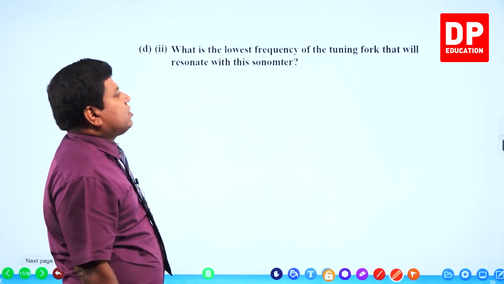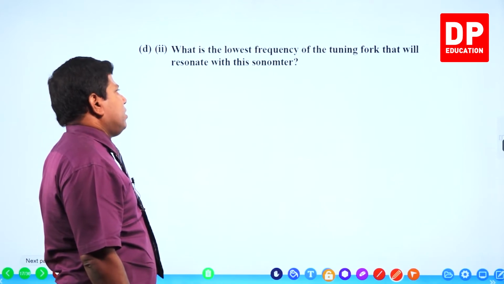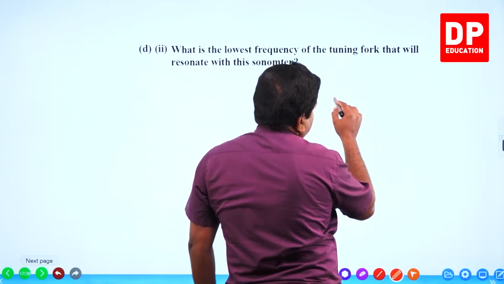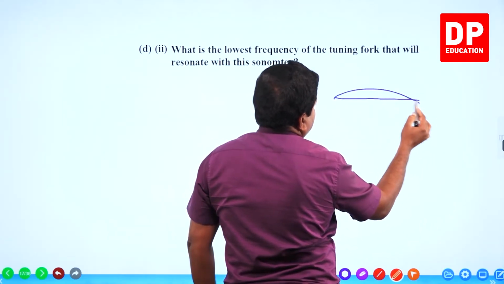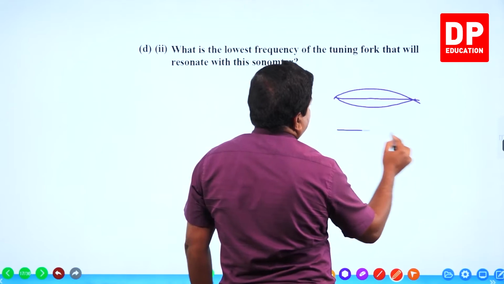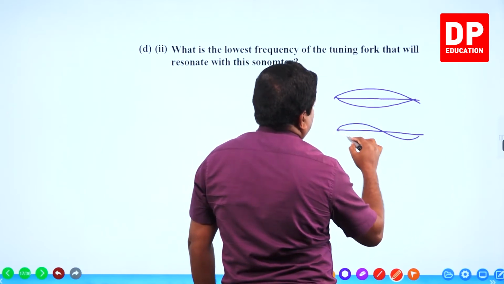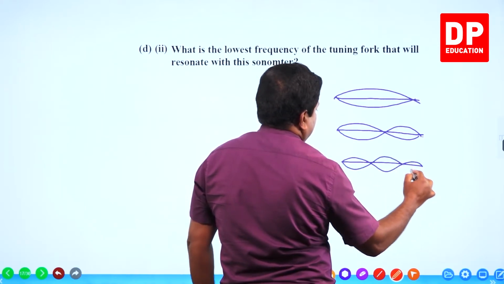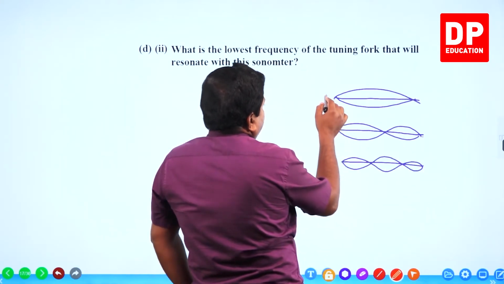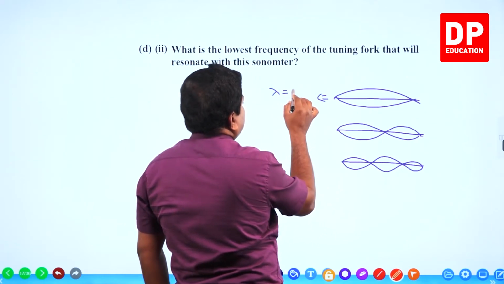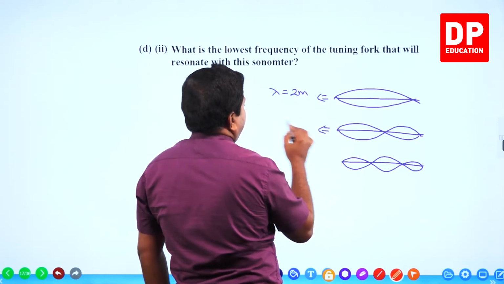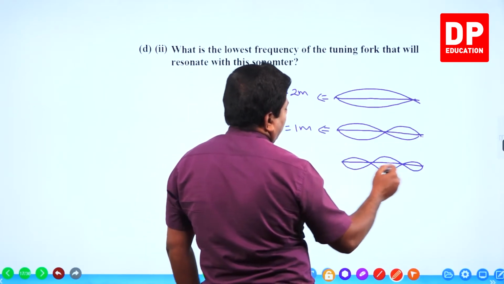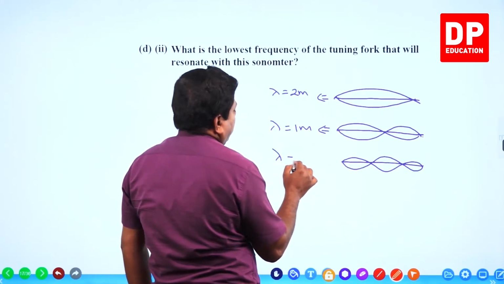What is the lowest frequency of the tuning fork that will resonate with this sonometer? Now look at this. The resonance that you can see, this is going to be 1 meter. One case is this, first harmony. Then you can see first overtone. Then you can see like this. Right. So here lambda is going to be 2 meter. Here lambda is going to be 1 meter, the entire lambda. Here 1 meter is 3 lambda by 2. So lambda is going to be 2 by 3 meter.